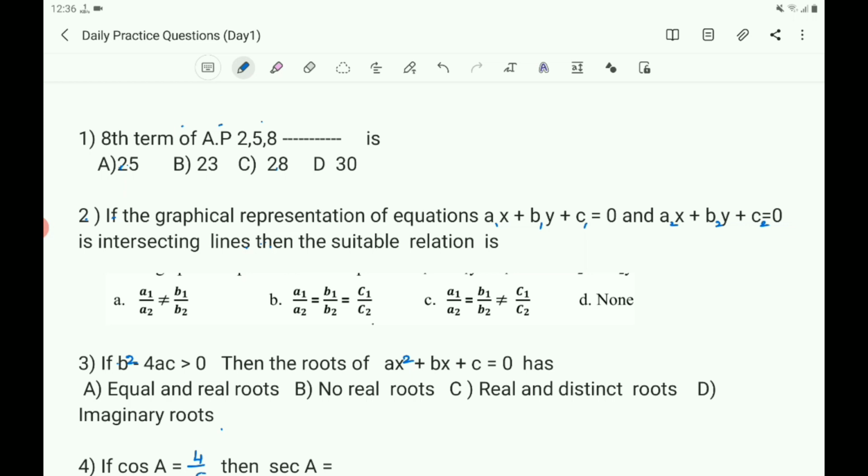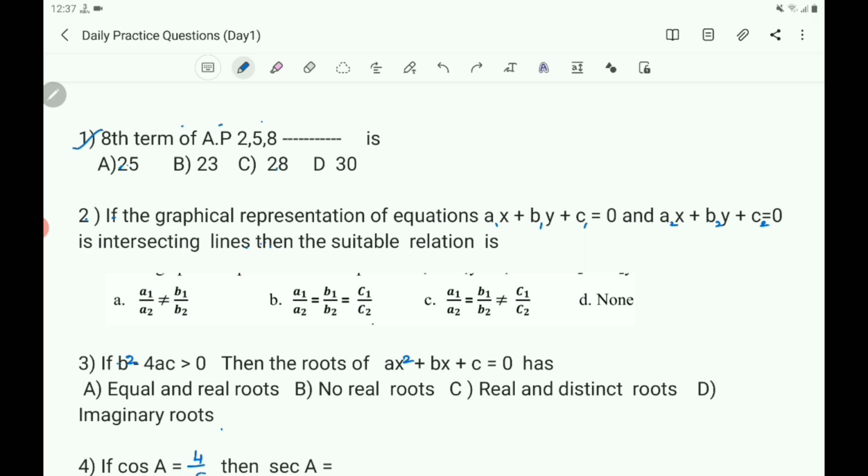Now, the first question. So, what is that first question? 8th term of AP 2, 5, 8 and so on is. Here the options are A 25, B 23, C 28, D 30. Now, let us find the answer here. You have to select the correct answer.